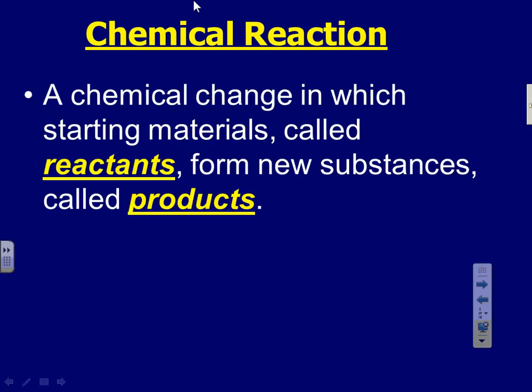So again, at the very beginning of this unit, we also talked about chemical change, where we have new substances formed, and those new substances we call the products. So during a reaction, we have the substances that we started with, the reactants, and then the substances that we end with, the products.